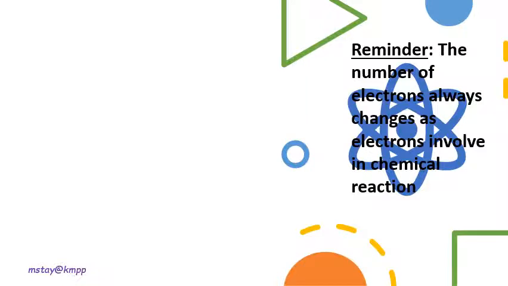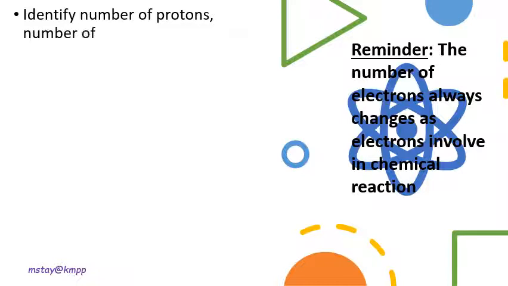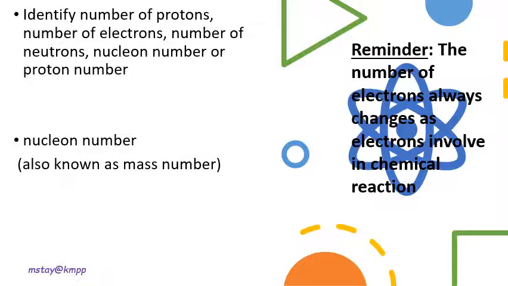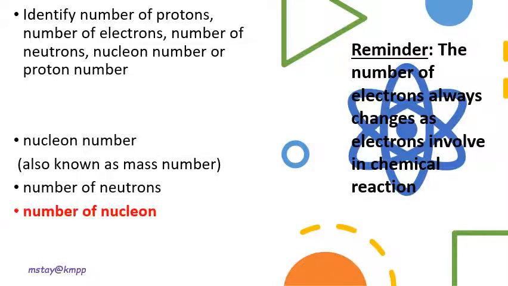Questions related to isotopic notation will always ask you to identify the number of protons, number of electrons, number of neutrons, neutron number, or proton number. Keep in mind that "proton number of neutrons" and "number of electrons" exist, but "neutron number" does not exist as a count of neutrons. Neutron number is also known as mass number.